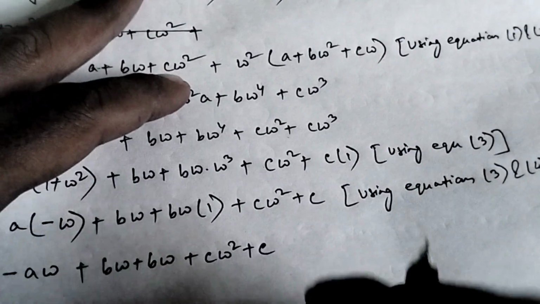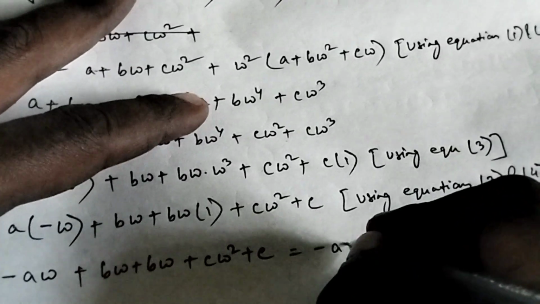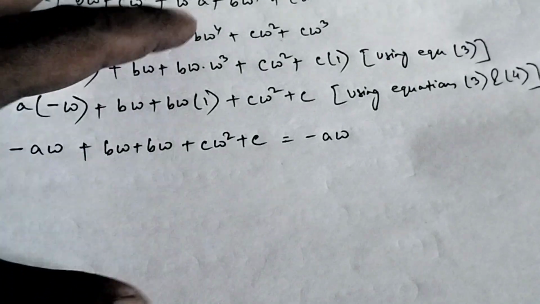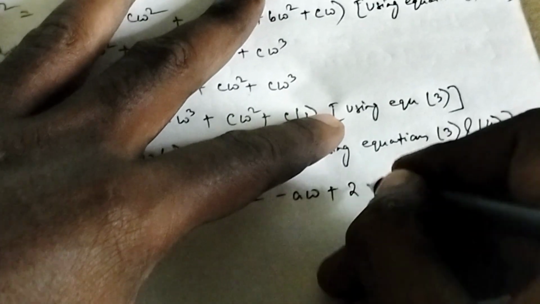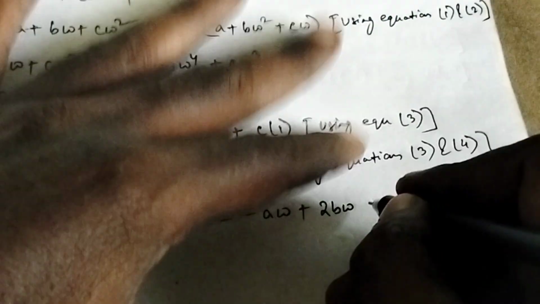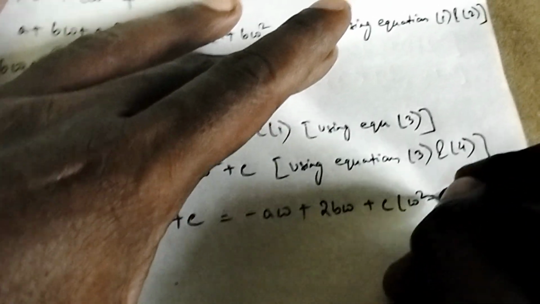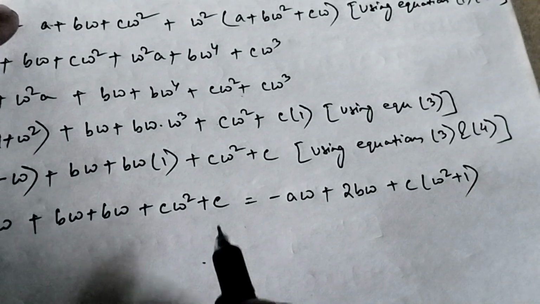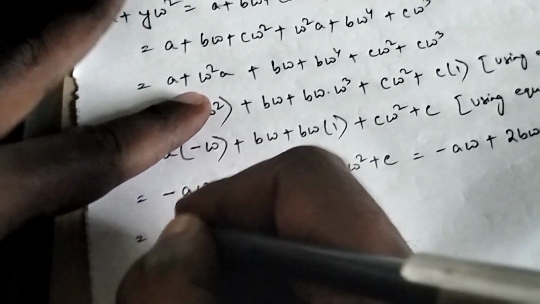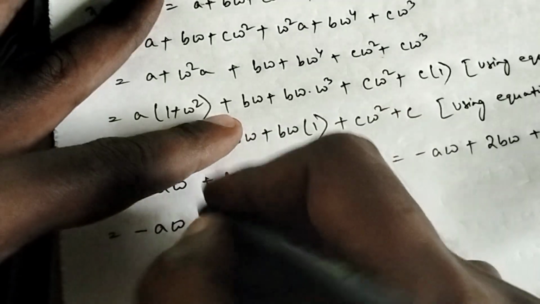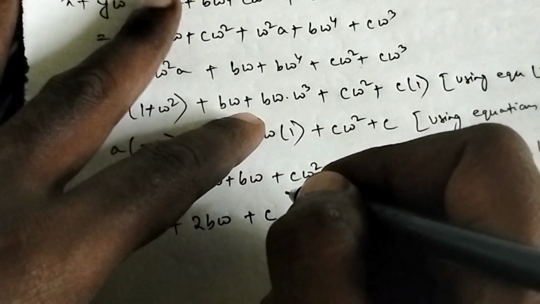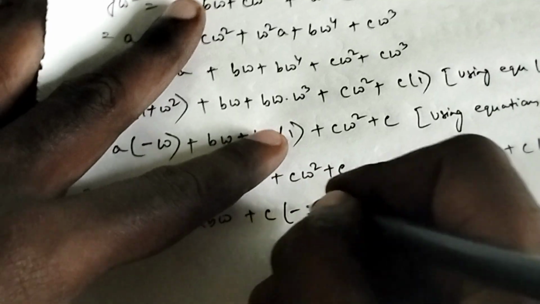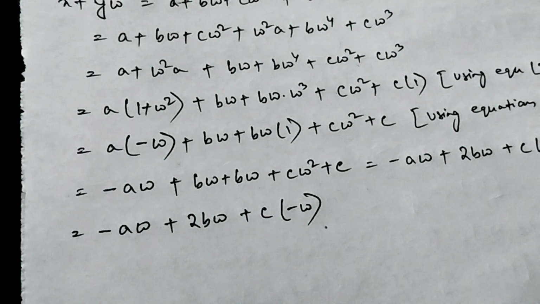So this will be minus a omega plus 2b omega plus c into omega square plus 1. So it will be minus a omega plus 2b omega plus c into minus omega. Again, this is using equation 4.